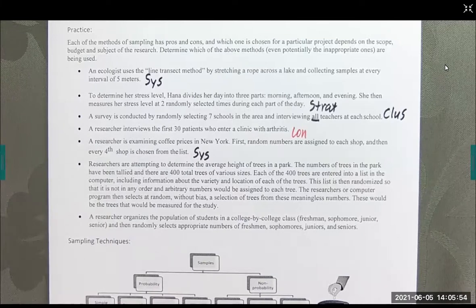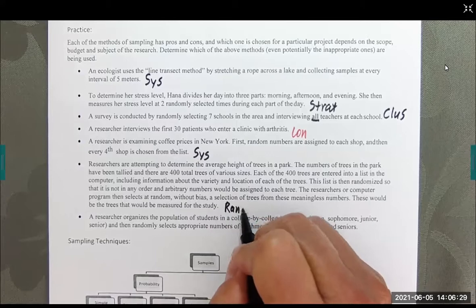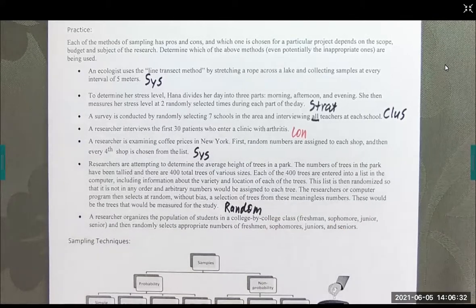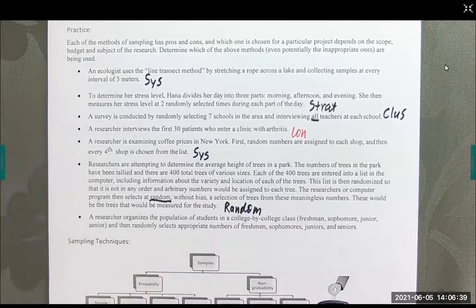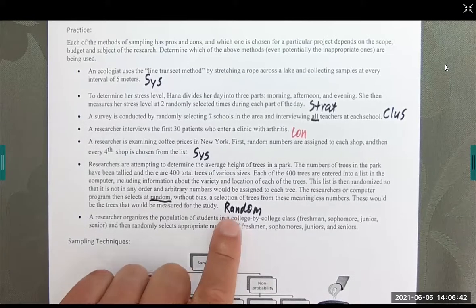Researchers are attempting to determine the average height of trees in a park. The number of trees in the park have been tallied, and there are 400 total trees of various sizes. Each of the 400 trees are entered into a list in the computer, including information about the variety and location. This list is then randomized so that it is not in any order, and arbitrary numbers are assigned to each tree. The researchers or computer program then selects at random, without bias, a selection of trees from these meaningless numbers. These would be the trees that would be measured for the study. All of that breaks down to random. So even though the numbers were assigned and all that kind of stuff, everything's selected at random. And by the way, just because you see the word random doesn't mean that the method is random.